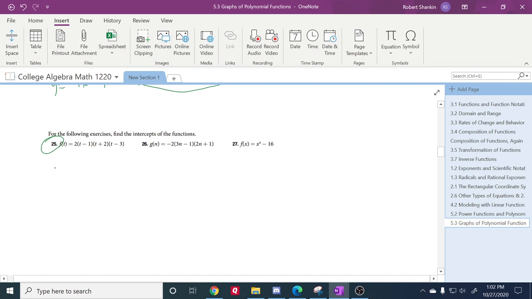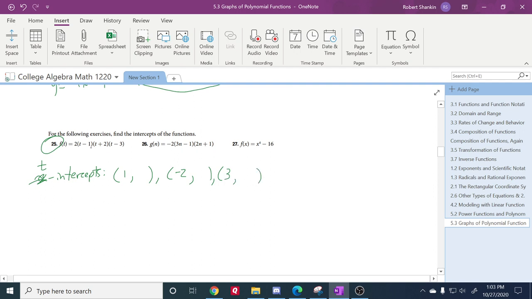Now, when it just says intercepts, it doesn't mean just the x-intercepts. It also wants the y-intercepts. So the x-intercepts are all the values of, sorry, these are t-intercepts. All the values of t that will give us 0. And when t is equal to 1, when t is equal to negative 2, when t is equal to positive 3.